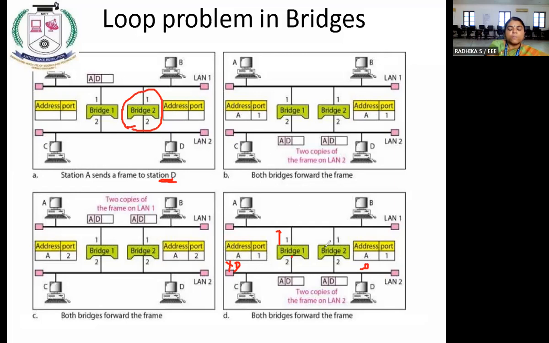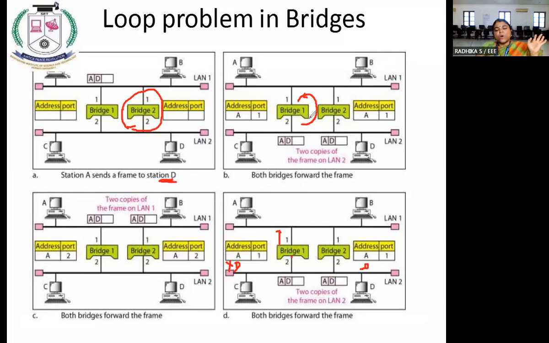Again, here A will become 2, and you will find that the same process will be repeated indefinitely. So the purpose of the bridge here is to send the frame from A to D, but nowhere is it satisfied because it has entered into a loop. So this is called the loop problem in bridges.